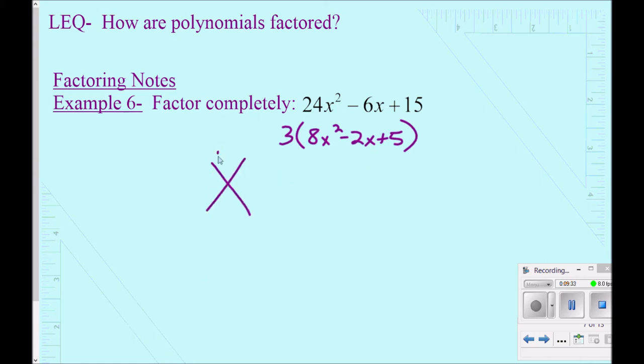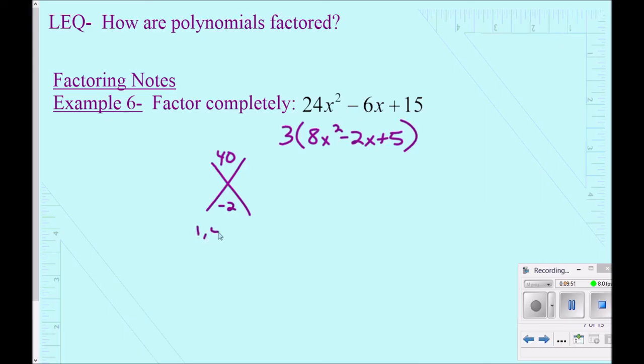8 times 5, 40. Be careful with that. It's 8 times 5, not 24 times 15. Okay, you don't want to use the original. You want to use the trinomial that we're trying to factor, the 8 and the 5. And -2 is the bottom of the diamond. So I'm thinking through my factors.